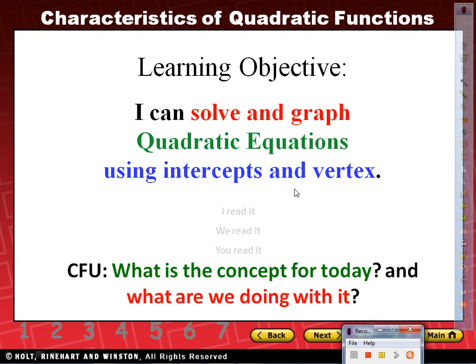Here we go. Our objective for today: I can solve and graph quadratic equations using intercepts and vertex. Look at it. We're still in the same concept. We already know how to solve and graph. However, what do you notice that's different? Share with your neighbor. What's different on the objective?